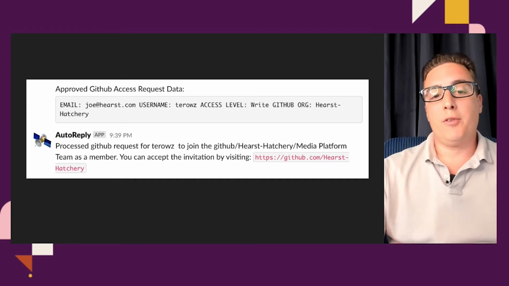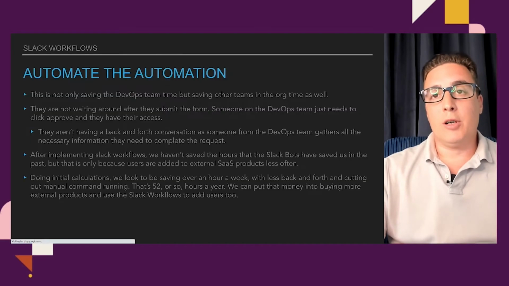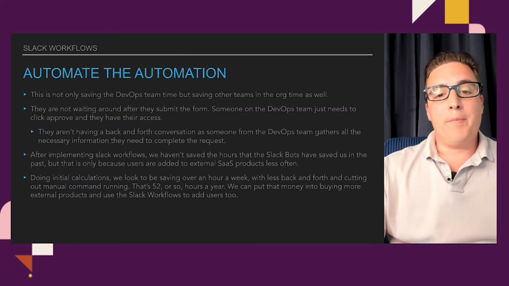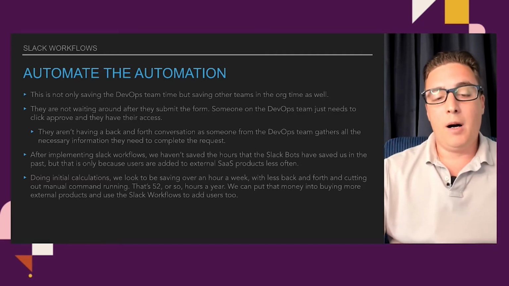We're triggering off this approved GitHub access request and sending it along to the API. It's not only saving the DevOps team time, but it's saving the whole organization time. We have it for a bunch of different workflows, Jira, Datadog, GitHub, the list goes on and on. So basically the people aren't waiting around after they submit the form. Somebody on the DevOps team just clicks that approve button and they have their access. There's no back and forth.